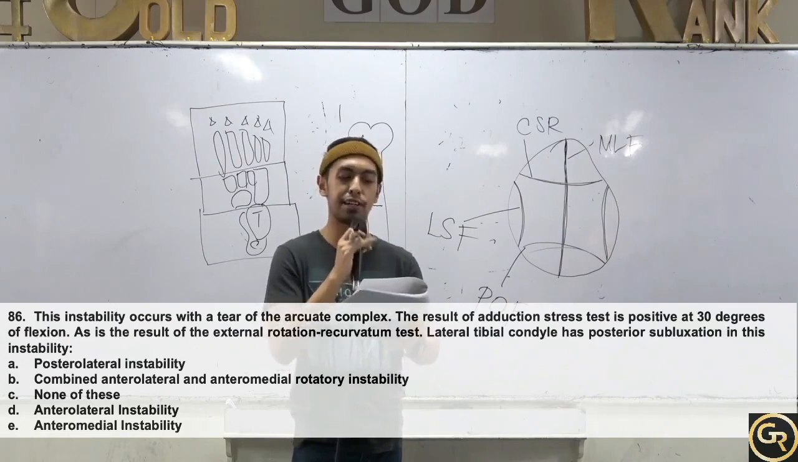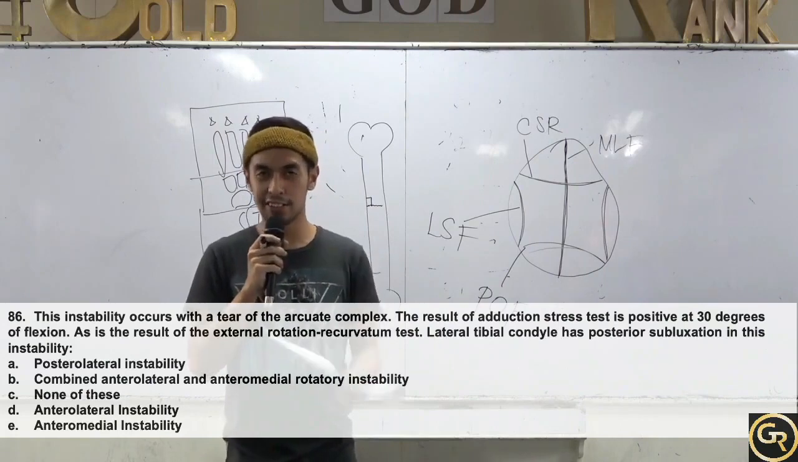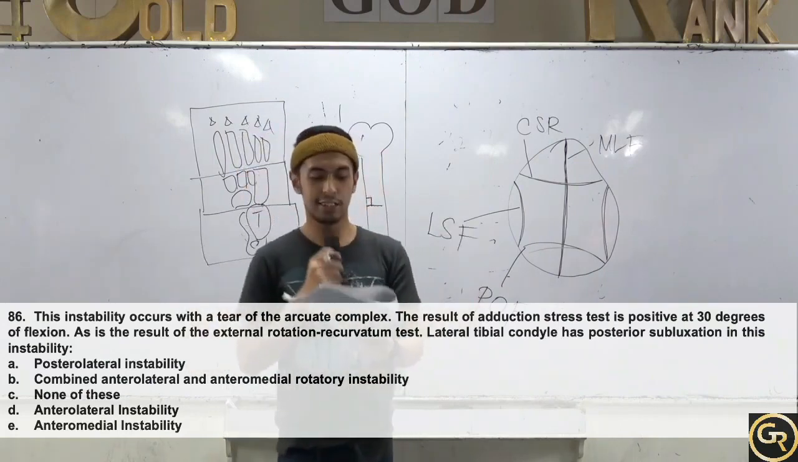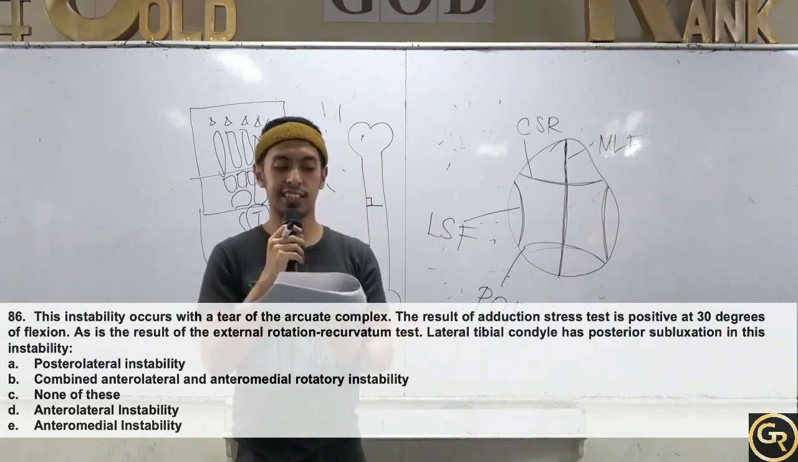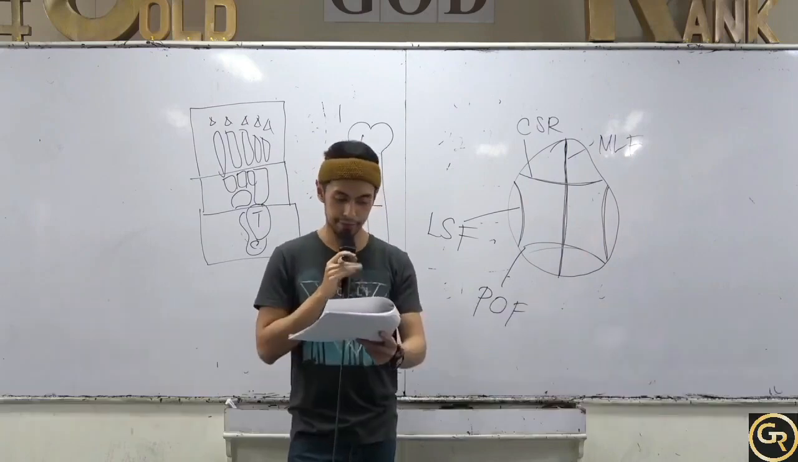Of course, it's impossible that it's B, D, or E, because the direction of the force is not anterior, right? Or the subluxation. It's posterior. So you're only given one answer. It's your letter apple. Posterolateral instability.